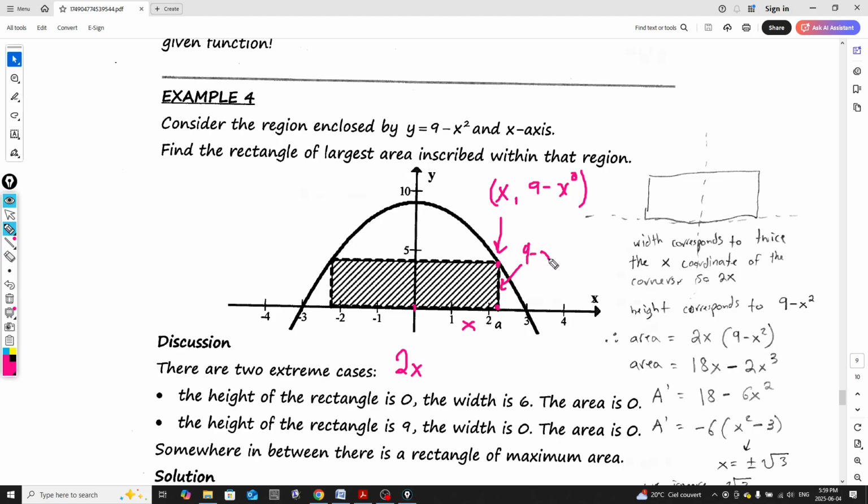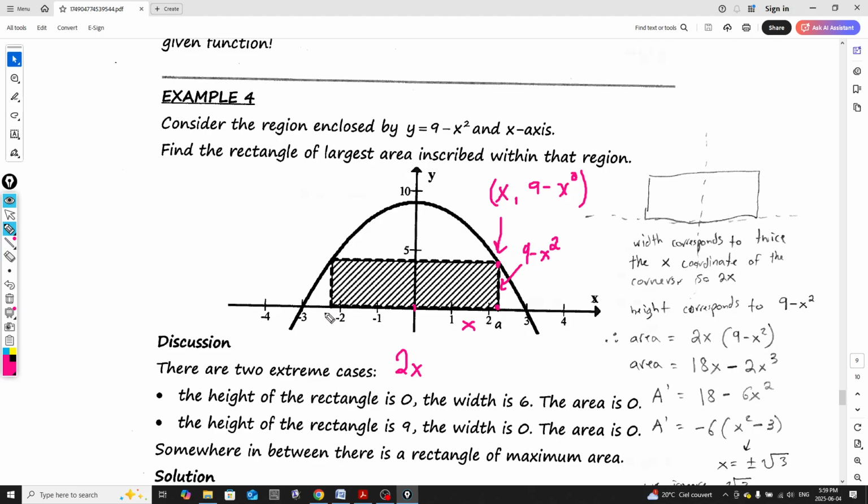Now, if some of you are confused, maybe it helps to use a different variable than x, because you might wonder, how is this 9 minus x squared when this entire thing is 9 minus x squared? I totally get that. You can call this a. If this is a, then the total length here is 2a, and your x value is a, so your rectangle extends to a horizontally. Then to get the y value you just plug in a in place of x, so 9 minus a squared.